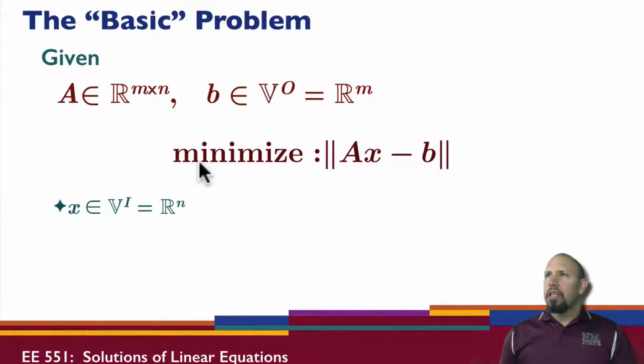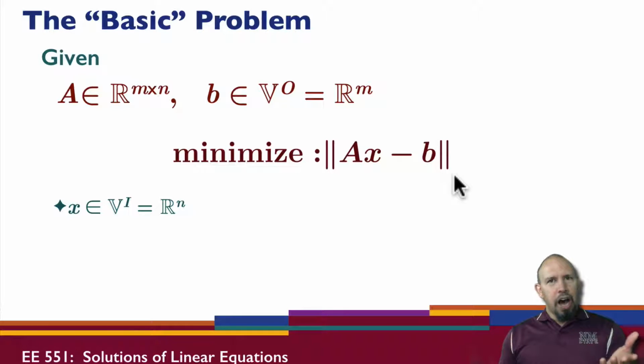All right, so the basic problem again could be written down this way. We want to minimize the norm of Ax minus b. We want to find x that minimizes this norm quantity, where x is in the input space. So this is another way of writing that. Now this minimization problem involves the use of optimization theory.